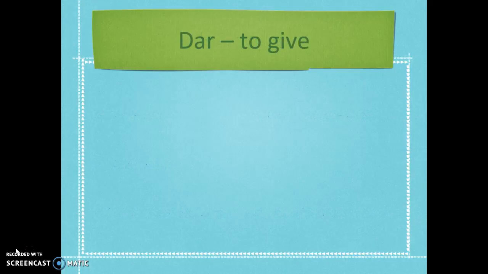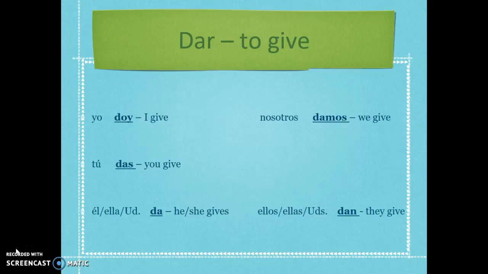Let's look at dar. Dar means to give. Here it's conjugaciones, the conjugations. Yo doy means I give. Tú das, you give. Él, ella, usted da, he or she gives. Nosotros damos, we give. And ellos, ellas, ustedes dan, they give. Notice what's irregular about this is just the yo form, D-O-Y. The rest of it is normal, right? You drop the AR, you add as, a, amos, an.